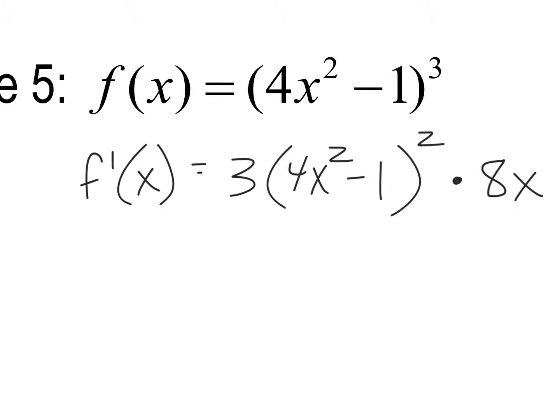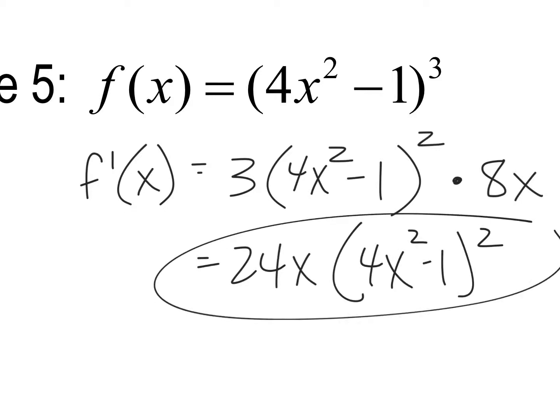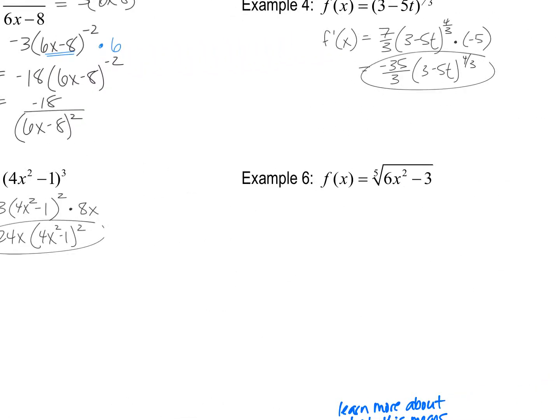Okay, so again, I can multiply to simplify these things together. Take the 3 and multiply by 8x, which gives you 24x. And then the parentheses, 4x squared minus 1 squared. Boom. Let's try this one.